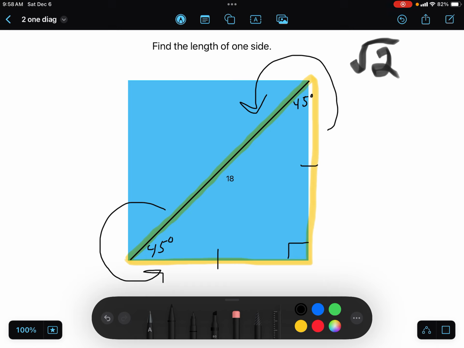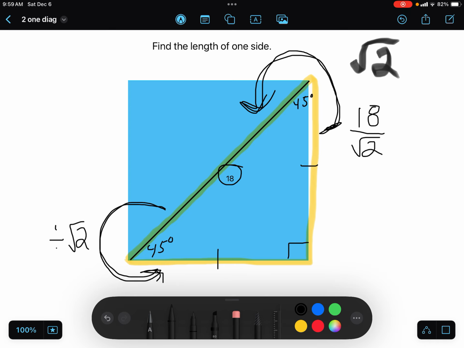Now, whether we multiply or divide depends. Generally, if we have a smaller side and we want a bigger number, we're going to multiply. But that's not what's going on here. Here we have the hypotenuse, which we know has to be the biggest side of any triangle, and we want the leg. So we want a smaller value. So we're going to have to divide by the square root of 2. So let's do that. 18 divided by the square root of 2.